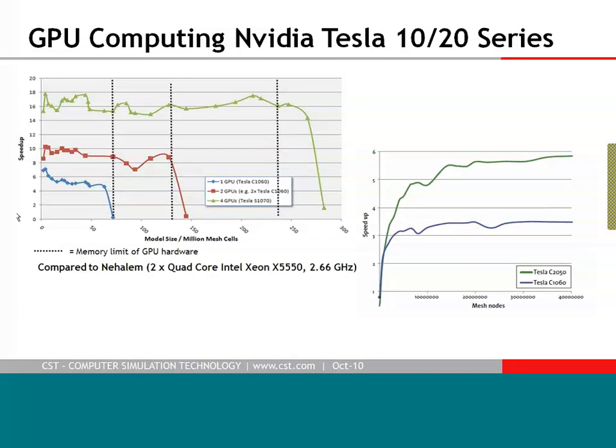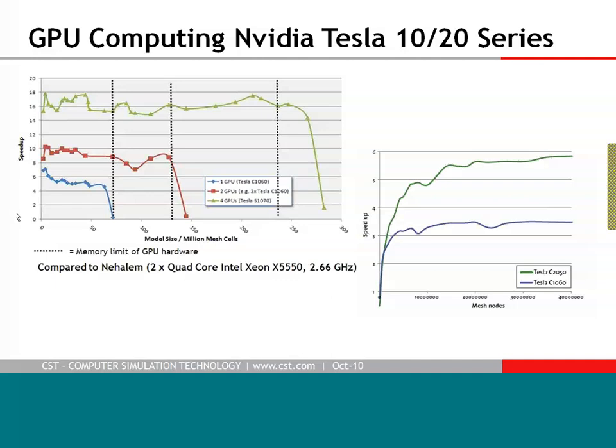This is, of course, dependent on the problem. We can see here how large a problem can be accelerated by the GPU. Here I have the millions of mesh cells. With one GPU, you can easily go to a bit more than 50 million mesh nodes. With two, you are at about 100 to 120, and you can go up to 250 million, or a bit less, with 4 GPUs.